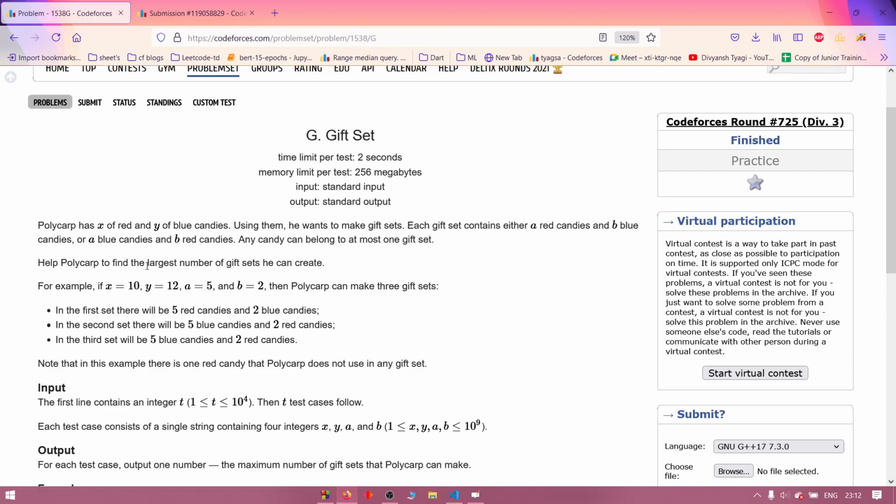So the problem states that you have two types of candies, red and blue, and you are given the initial quantities of those candies, which are X and Y, and you can make gift sets. You have to make a number of gift sets, but they can be of either of two types. One can contain A red candies and B blue candies, or they can contain A blue candies and B red candies. And you have to maximize the number of sets. Okay.